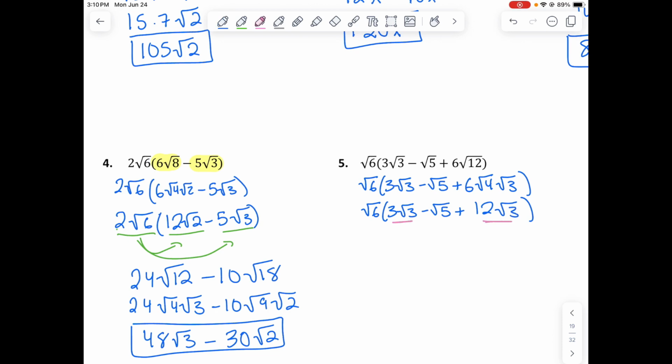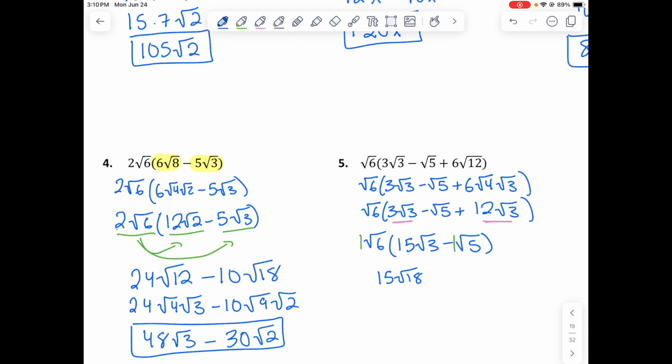Now I notice that I actually have some like radicals here, so rather than distribute 3 times, I'm going to combine my like terms. So I have the square root of 6 and then 3 root 3 plus 12 root 3 gives me 15 root 3 minus the square root of 5. This makes it so I only need to distribute to 2 terms. So I can write in the coefficients if it helps me to visualize.